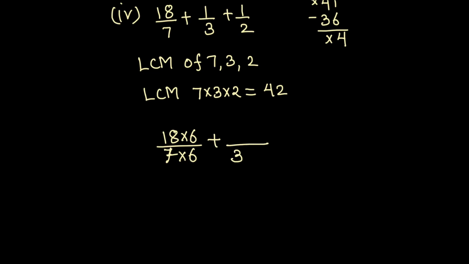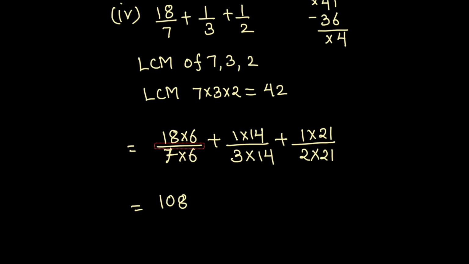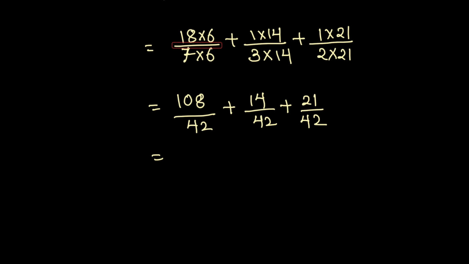To make 3 equal to 42, we have to multiply it by 14. So we'll multiply numerator 1 by 14. And here to make 2 equal to 42, we have to multiply it by 21. So we'll multiply numerator 1 by 21. So now our 3 fractions will be 18 times 6, which is 108, divided by 7 times 6 is 42, plus 14 times 1 is 14 divided by 42, plus 21 times 1 is 21 divided by 42. So all the fractions have the same denominator of 42.